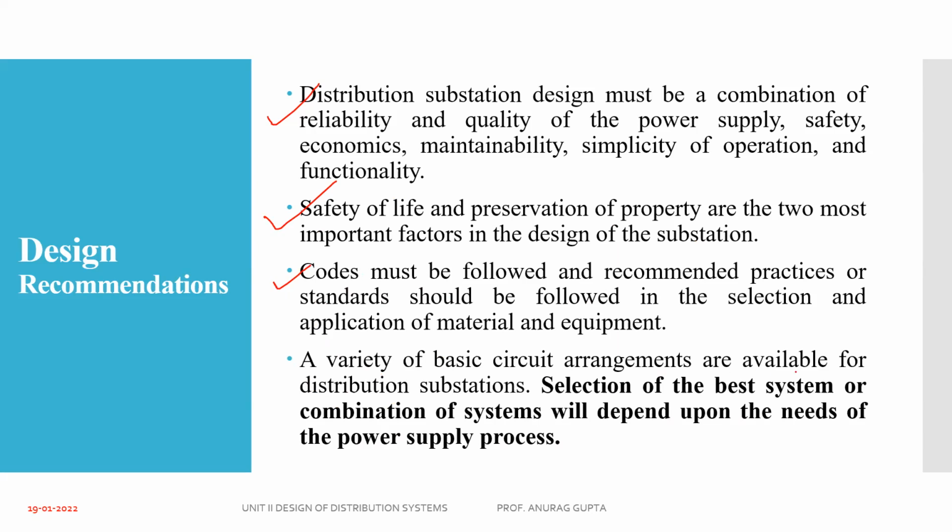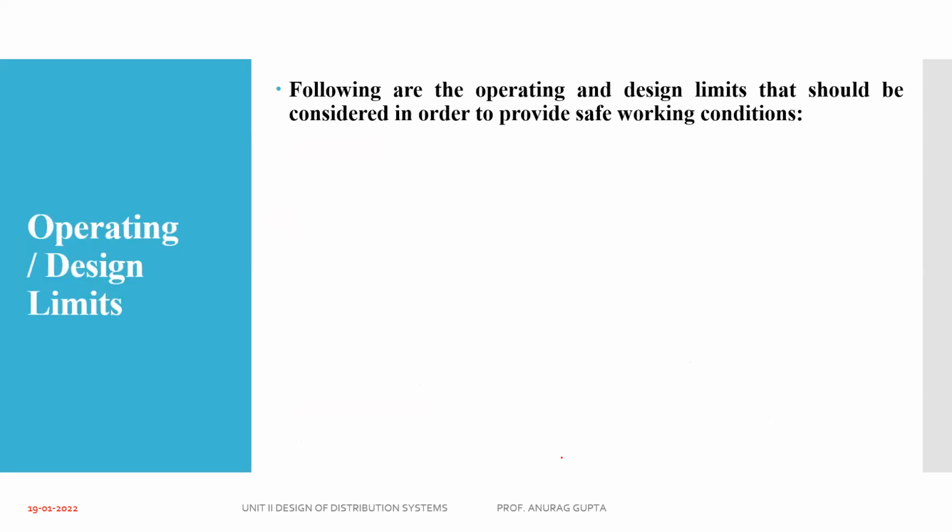A variety of basic circuit arrangements are available for distribution systems. So the selection of the best system or combination of systems will depend upon the needs of the power supply process. What are the limitations, or the working conditions, that we have to keep in mind? The following are the operating and design limits that should be considered in order to provide safe working conditions.